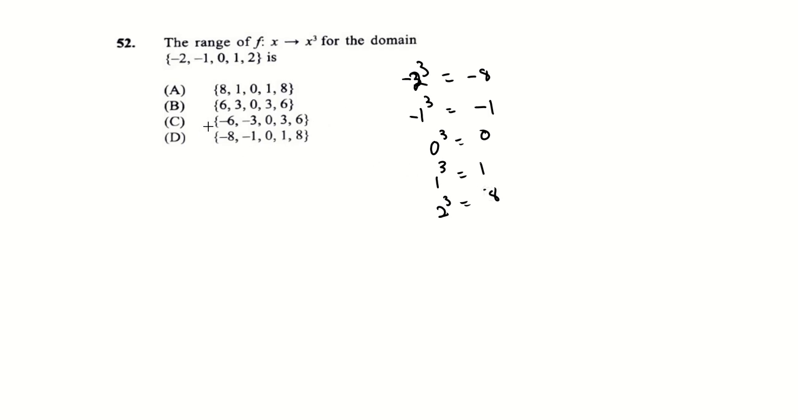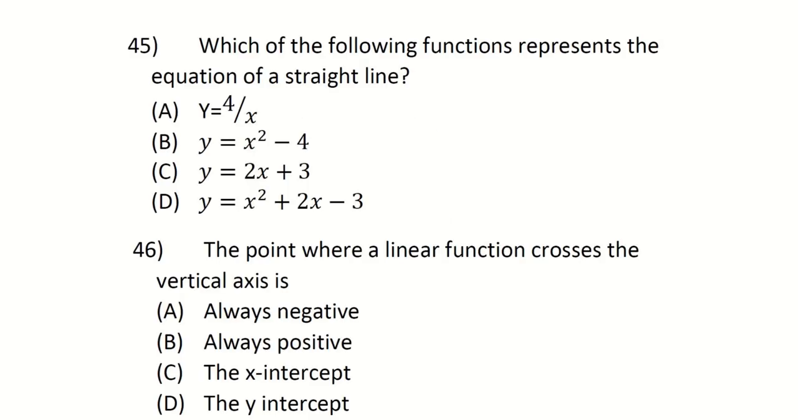So I'm looking for these values, -8, -1, 0, 1, 8, which is D. And that is how you would get the answer for this one. And that is the end of May, June 2024. Let's look at January 2024. Paper 1, Section 7, which is relations and functions and graphs, number 45 to 52.